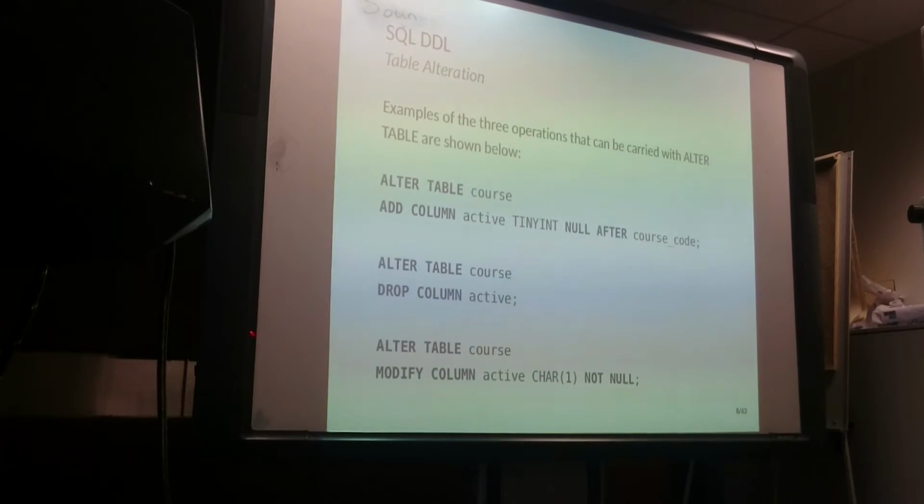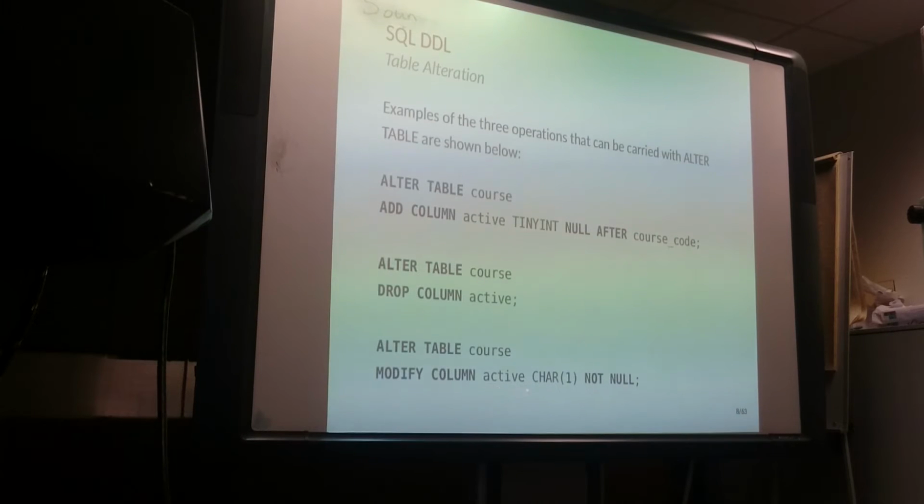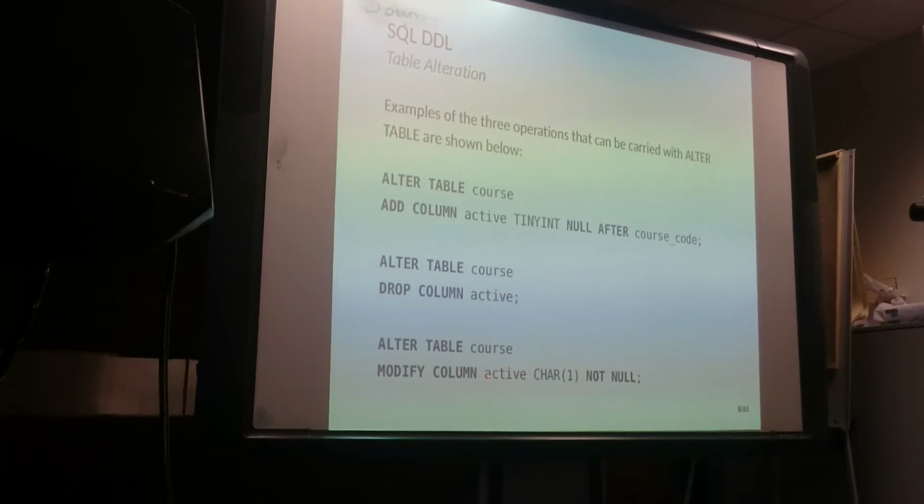The second one here is an example of the drop. Alter table course, drop column active. That's it, it's gone. Everything that was in there is gone. And here's the last one where you're modifying a table. So I've created the column as a tiny int and I've modified it to become char 1. Alter table course, modify column active, char 1, not null. So I've also added a not null constraint.